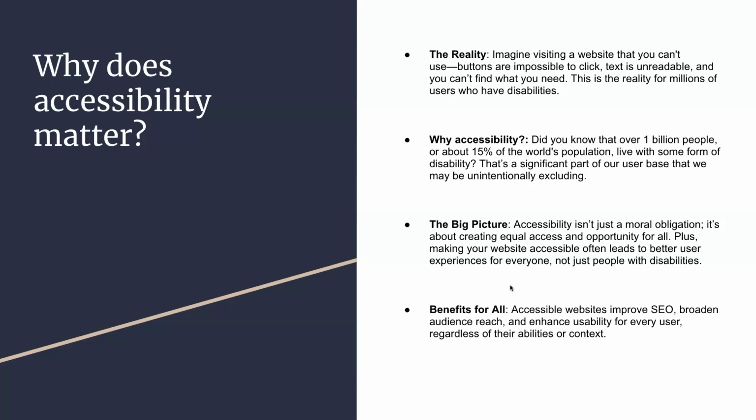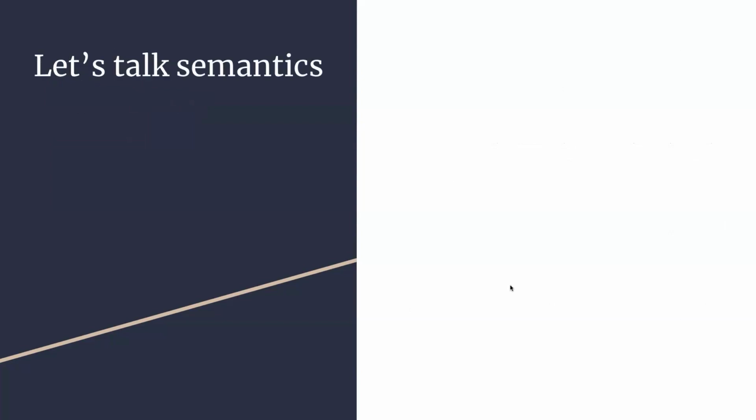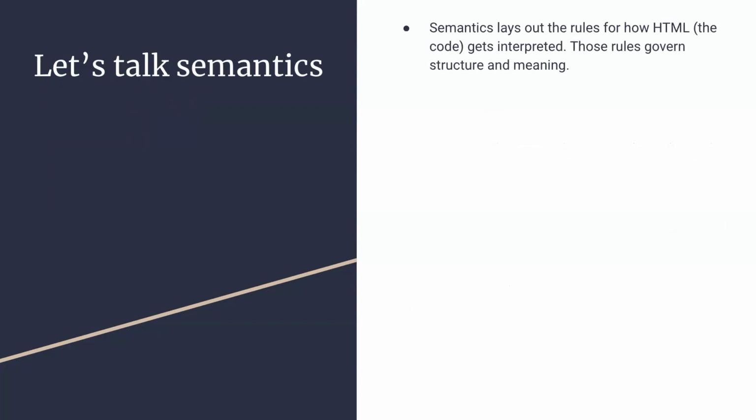abilities or the context. So let's talk about semantic HTML, because semantic HTML is the foundation of accessibility. Semantics lays out rules for how HTML gets interpreted by the browsers, and they govern the structure and meaning. So a lot of times I'll see websites where people use semantic HTML for formatting. Like, well, I'm just going to put an H1 every single place that I need a large font. That is not what semantic HTML is for.